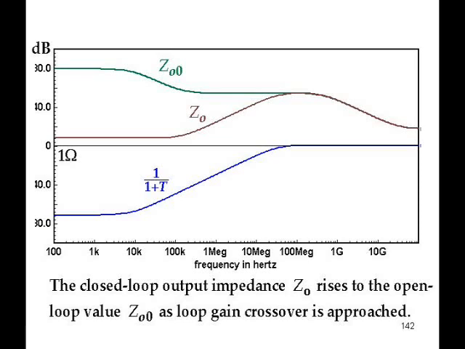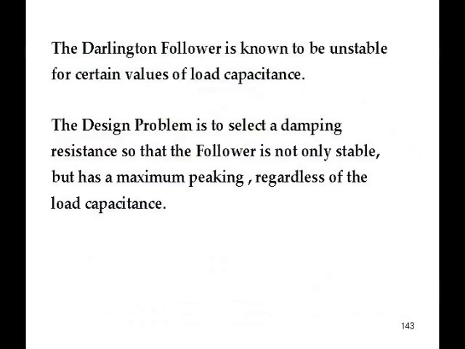Enough for that two-stage amplifier. Now, to finish up, I want to tell you about this more practical kind of problem. The Darlington follower is known to be unstable for certain values of load capacitance. The design problem is to select a damping resistance so the follower is not only stable, but has maximum peaking specified regardless of the load capacitance. That's your design objective. How can we use the GFT to look into that?